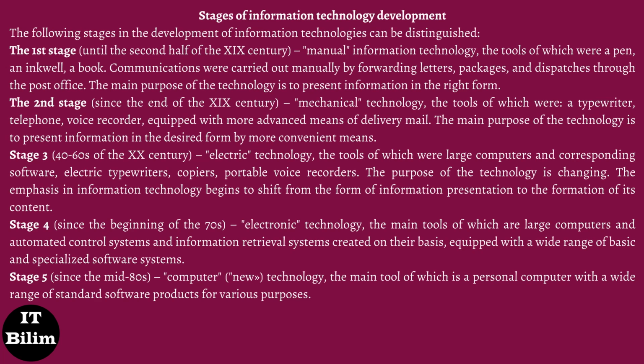The second stage, since the end of the 19th century, mechanical technology, the tools of which were a typewriter, telephone, voice recorder, equipped with more advanced means of delivering mail. The main purpose of the technology is to present information in the desired form by more convenient means. Stage 3, 40-60s of the 20th century, electric technology, the tools of which were large computers and corresponding software, electric typewriters, copiers, portable voice recorders. The purpose of the technology is changing. The emphasis in information technology begins to shift from the form of information presentation to the formation of its content.